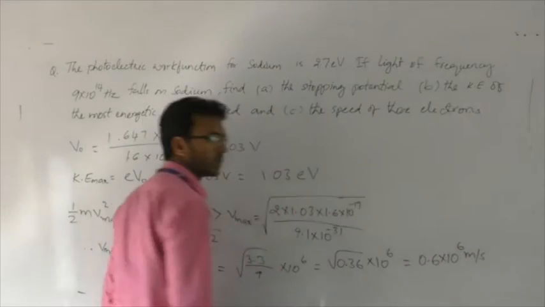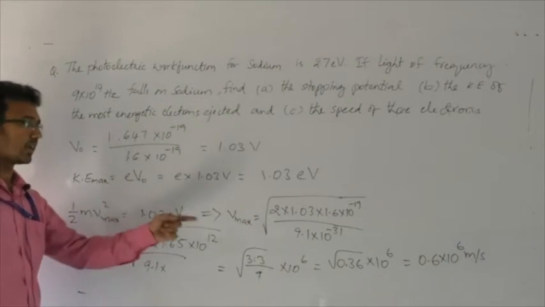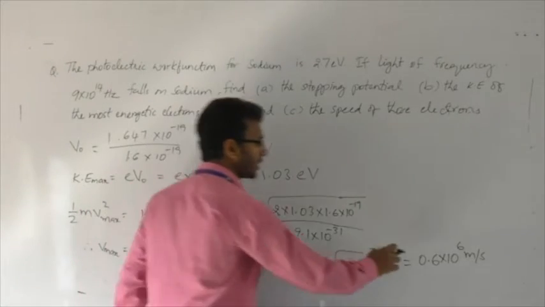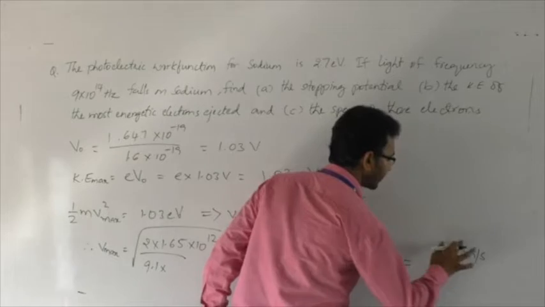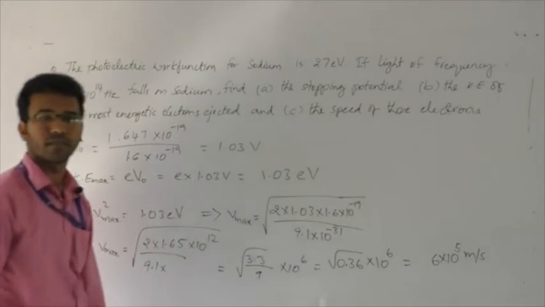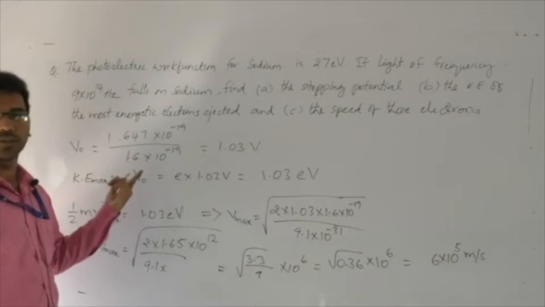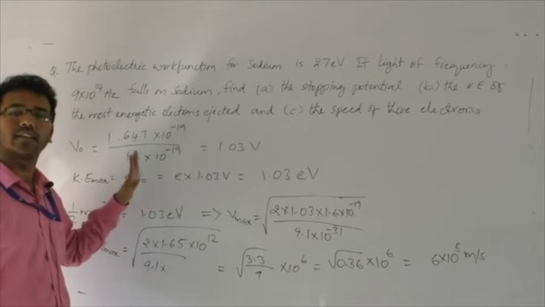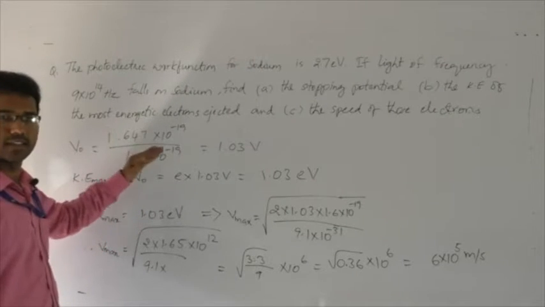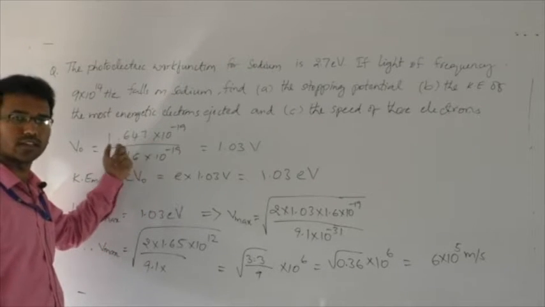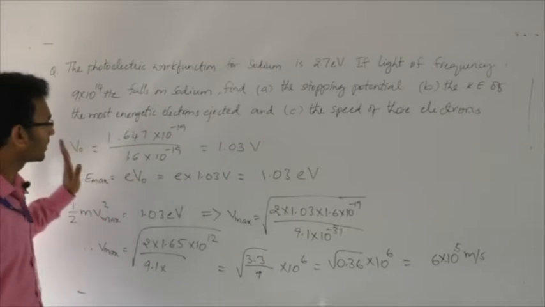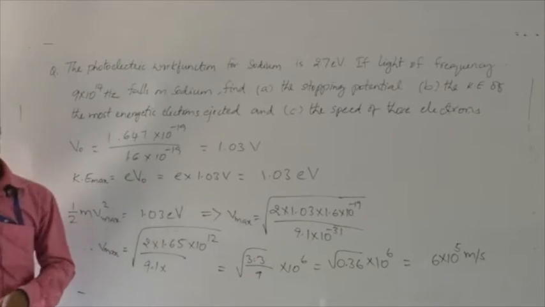So this is the velocity, the speed of the most energetic electrons. 0.6 into 10 power 6 meter per second, or else we can write it as 6 into 10 power 5 meter per second. So this is how we calculate the stopping potential, the kinetic energy, and the speed of the electrons using the simple photoelectric equation. Once we understand the terms in that, then everything is easy, as simple as this. Let's go to the next one.